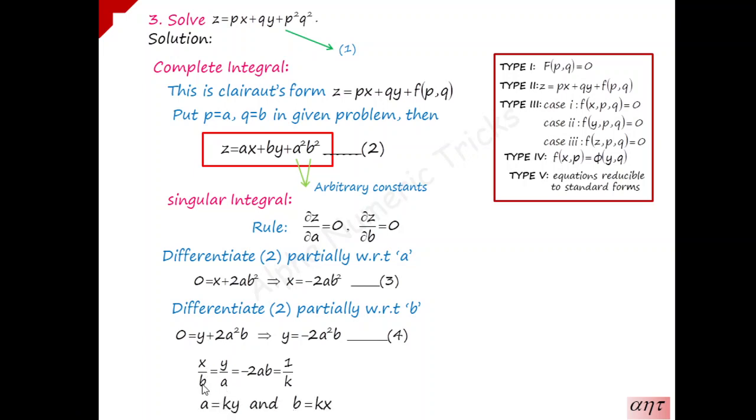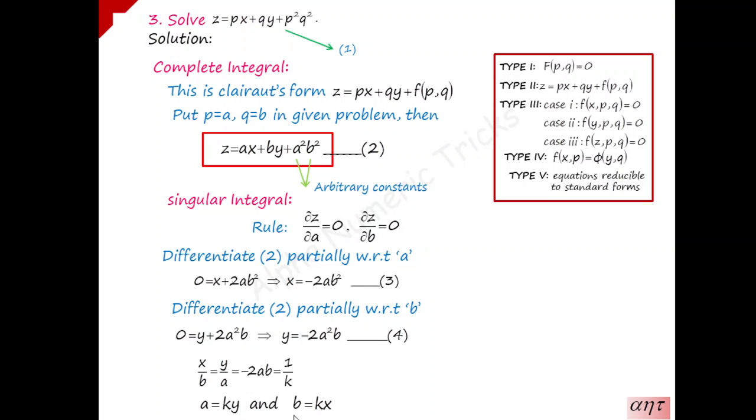That is, x by b is equal to 1 by k. From this, cross multiplying, you get b is equal to k into x, so you have kx. Okay, similarly y by a is equated to 1 by k. In that case you have to cross multiply this, y into k, you have yk is equal to a, so the a value is equal to ky.